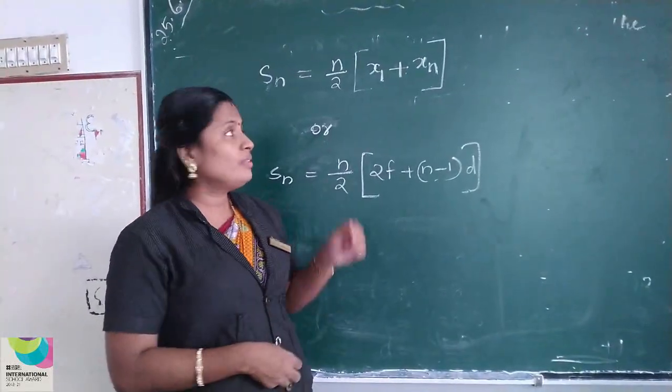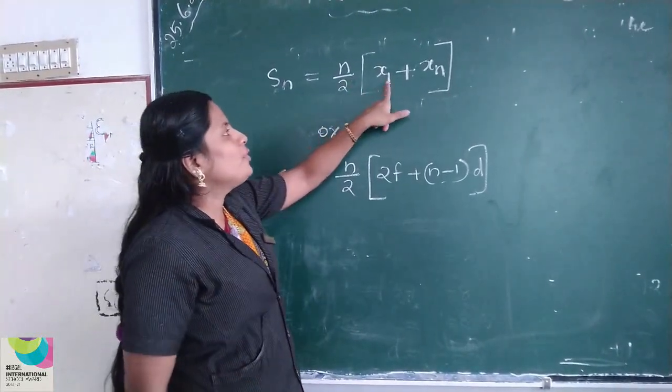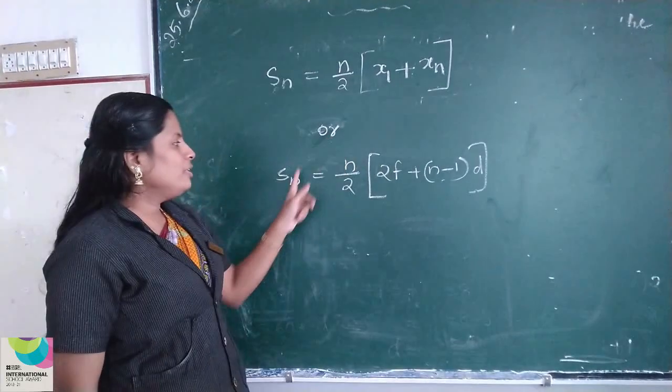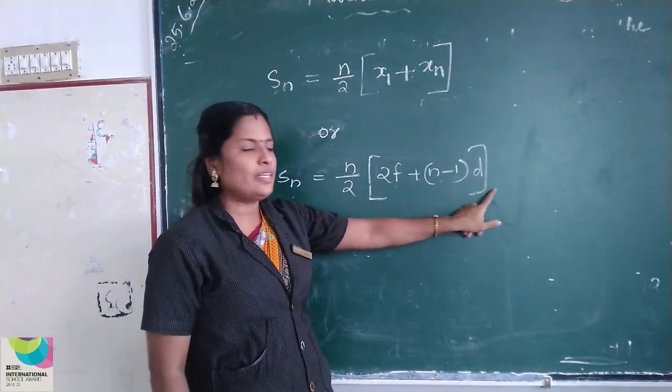Today we discussed the sum to n terms. Sn equal to n by 2 into x1 plus xn, or Sn equal to n by 2 into 2f plus n minus 1 into d.